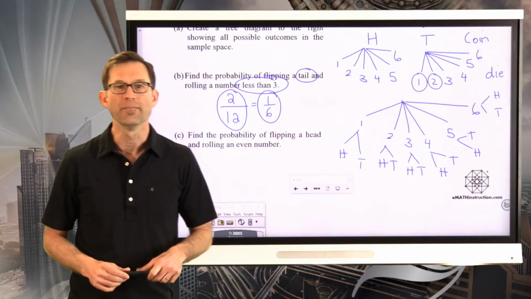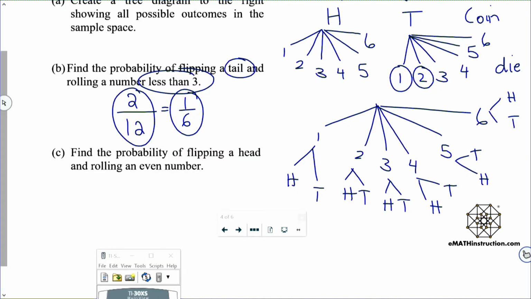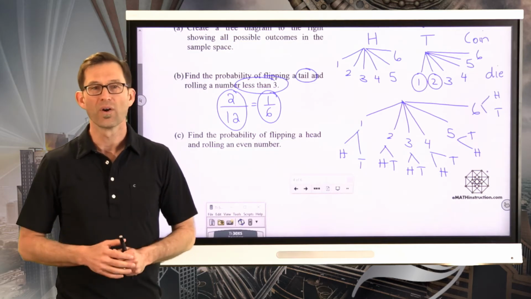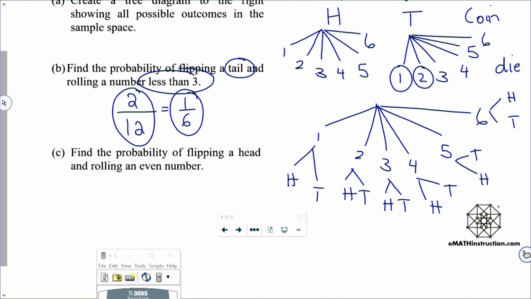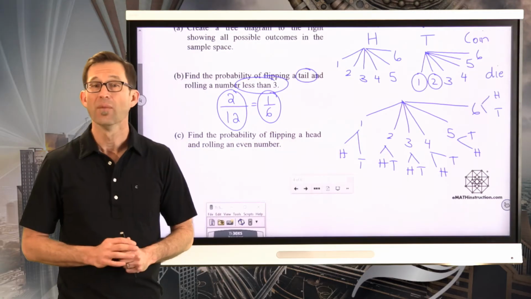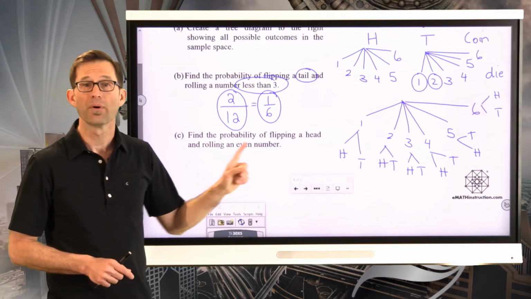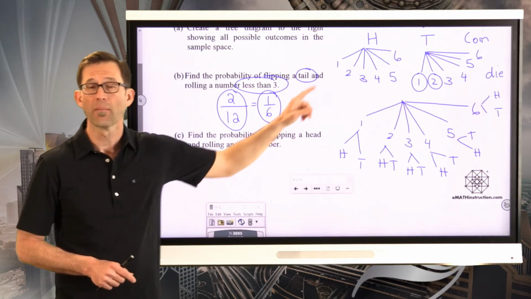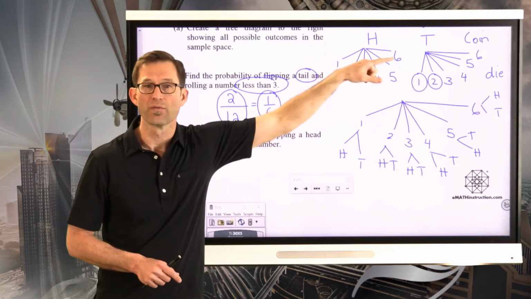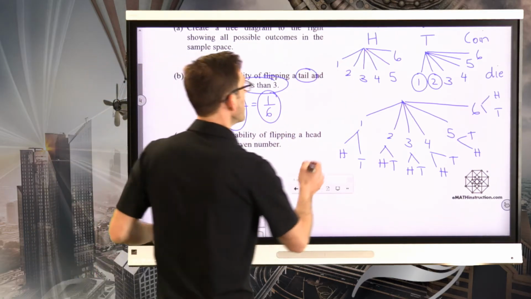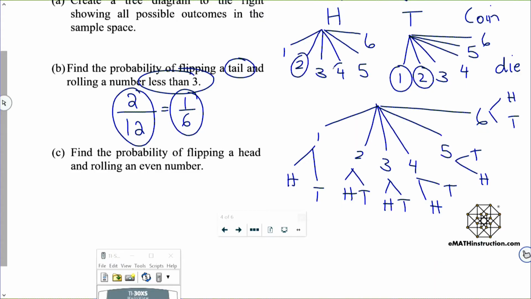Now let's do letter C. Find the probability of flipping a head and rolling an even number. All right, why don't you go ahead and do that? All right, I still find it easier to use this one than this one. I'm looking at finding the probability of flipping a head and rolling an even number, so I'm only going to be on these branches over here. Specifically, it would just be this one, and this one, right? Not these three anymore, so let me cross those out.